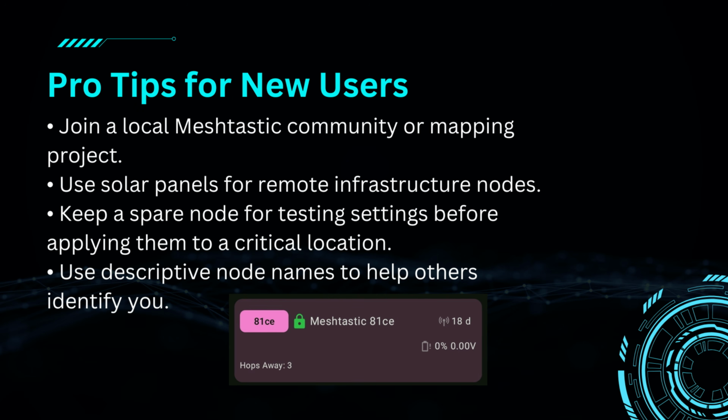I've had nodes that have stayed up for months with poor solar exposure, because in the Pacific Northwest, where those are located, we don't get a lot of sun, especially certain times of year. So they've worked. Keep spare nodes for testing settings before applying them to critical locations. So having a couple, make adjustments, do your own testing, figure it out.